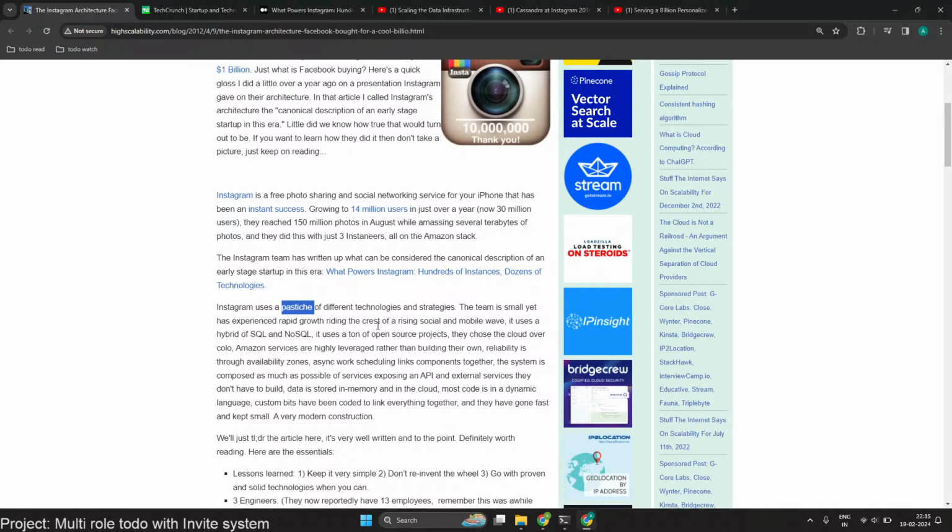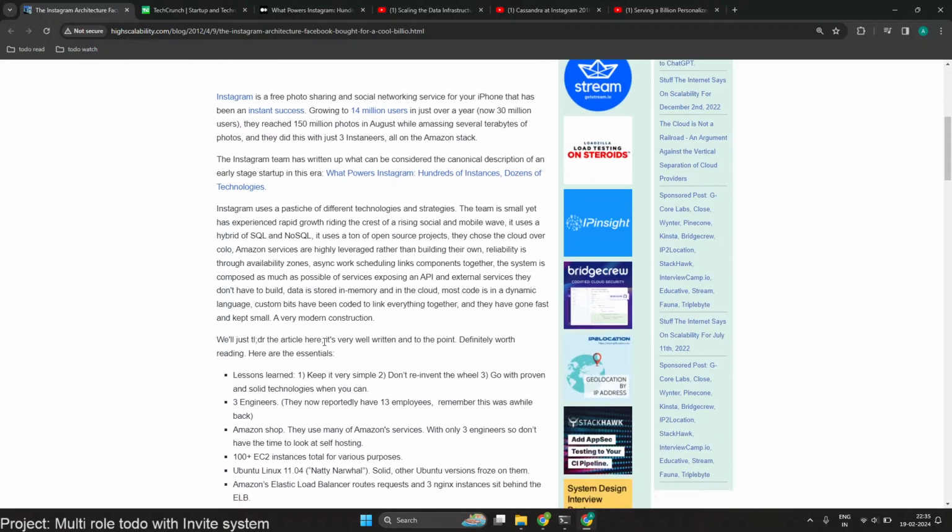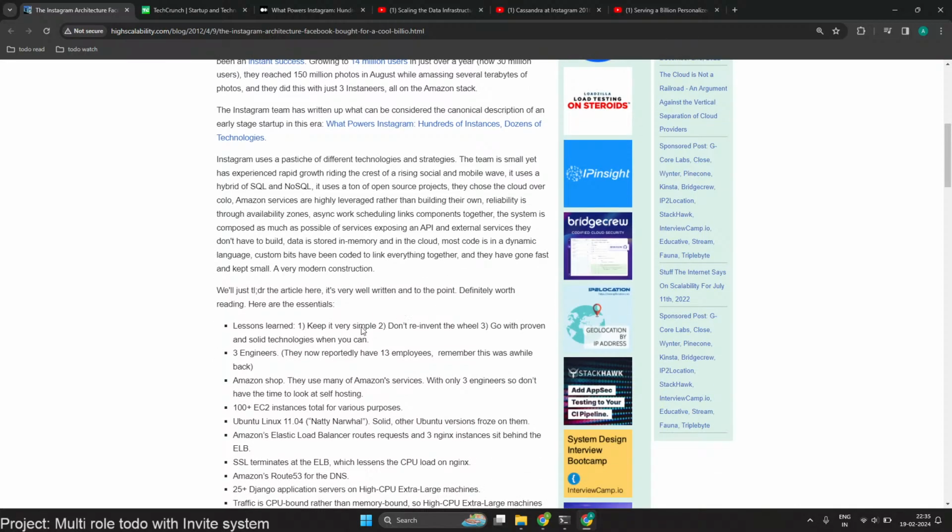It is a small team yet has experienced rapid growth, riding the best of the rising social media movement. It uses a mix of SQL and NoSQL for different purposes. They chose the cloud over colo, and Amazon services are highly leveraged rather than building them repeatedly. It has machine work scheduling linking components together in the system. Most code is in a dynamic language. Custom bits have been coded to link everything together, and they have run fast and kept small.